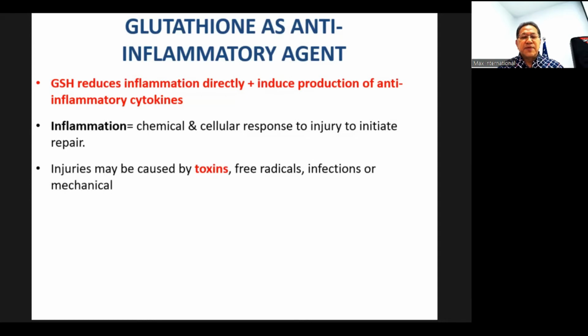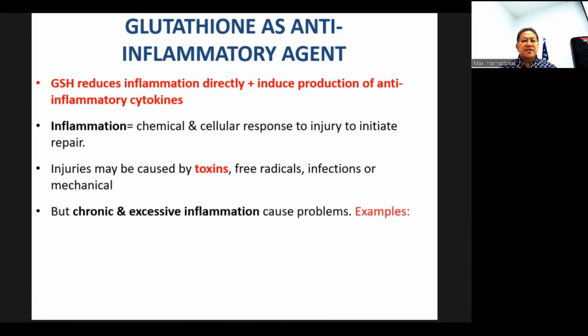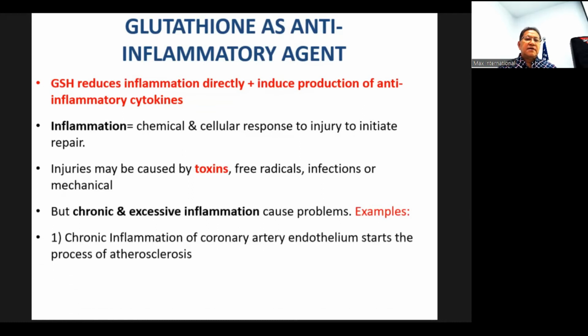And these injuries may be caused by toxins, free radicals, infections, or can be mechanical injury. But chronic and excessive inflammation can cause problems. Example, chronic inflammation of the coronary artery endothelium starts the process of atherosclerosis. So this can explain why some people with high cholesterol do not end up with atherosclerosis, whereas some people with lower cholesterol do end up with atherosclerosis.